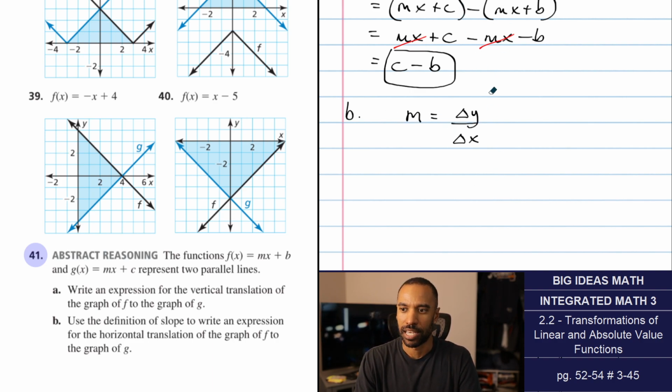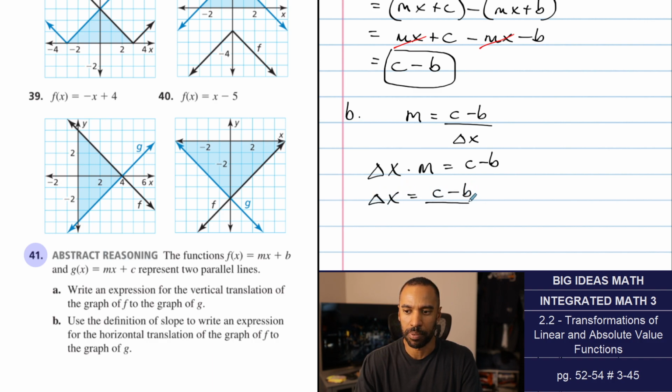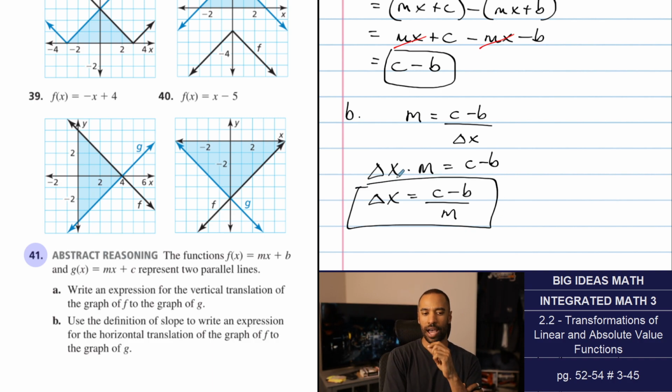So if my delta y was C minus B, I guess I can just do that. You multiply both top and bottom by some delta x, and delta x times m equals C minus B. So delta x equals C minus B over m, I suppose is what you do there. You take your rise and you divide by the slope to get how much you'd run.